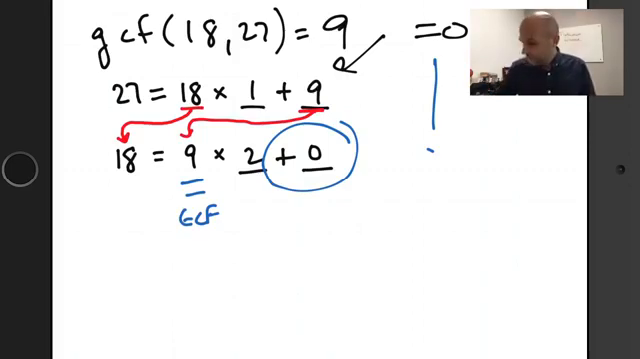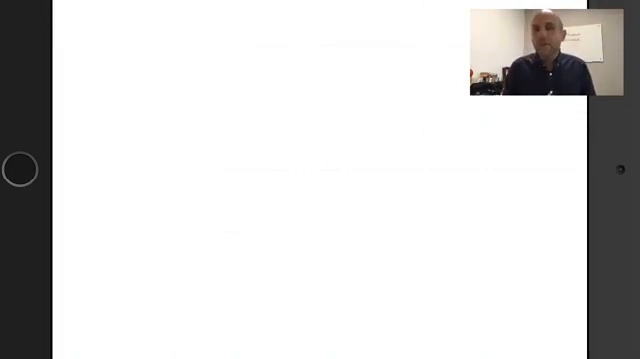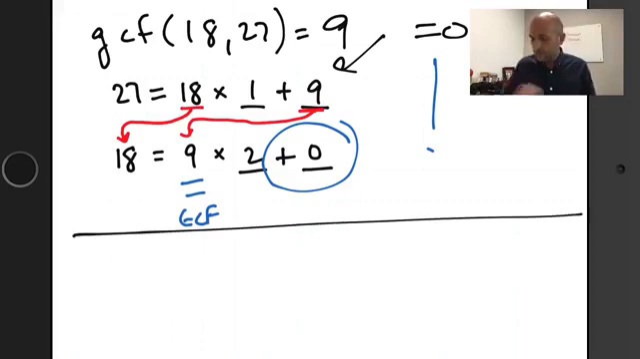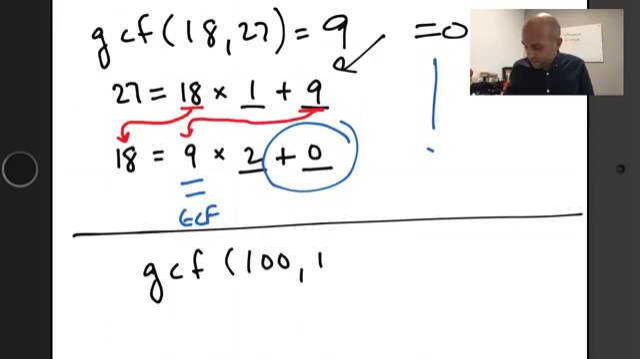I'm going to give you another one and stretch, and I'm going to give you a minute just to think about it. Okay. And actually, it might be helpful if I leave this up here for you. So what if I wanted to find the GCF of 100 and 144? So I want the largest number that divides into 100 and 144 evenly.